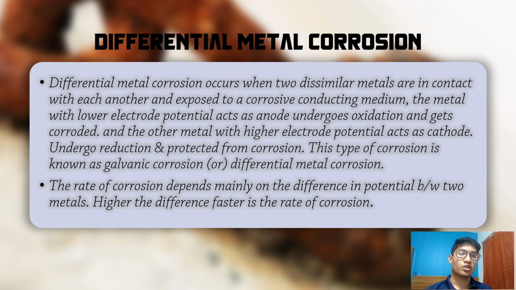Differential metal corrosion occurs when two dissimilar metals are in contact with each other and exposed to a corrosive conducting medium. The metal with lower electrode potential acts as anode, undergoes oxidation and gets corroded, and the other metal with the higher electrode potential acts as cathode, undergoes reduction and is protected from corrosion. The rate of corrosion depends mainly on the difference of potential between the two metals. The higher the difference, the faster the rate of corrosion.